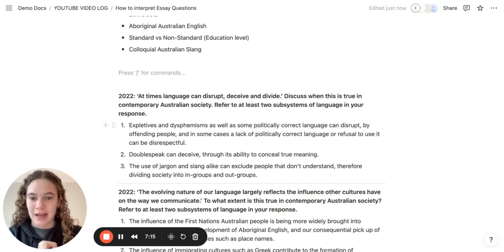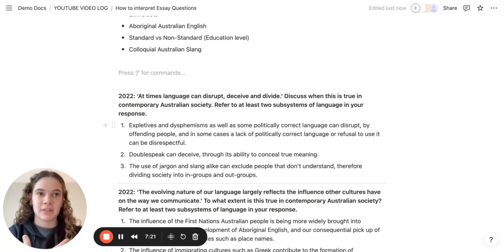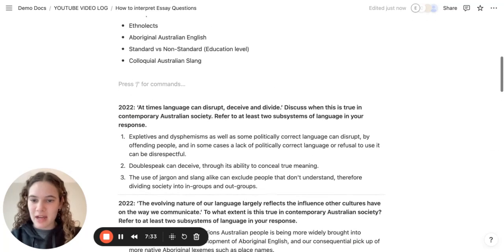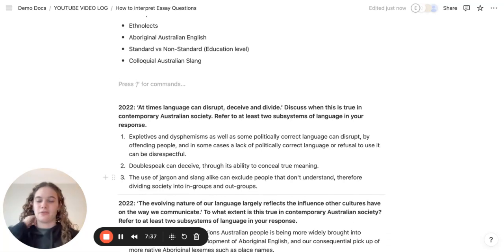Then I've gone deceive. So doublespeak, almost the whole point of doublespeak is deception, right? It's trying to obfuscate and manipulate, so you think they're saying something they're not. So immediately that's deceiving. And then I would do just my regular doublespeak paragraph up here in Unit 3. And then the use of jargon and slang can exclude people that don't understand, therefore dividing society.